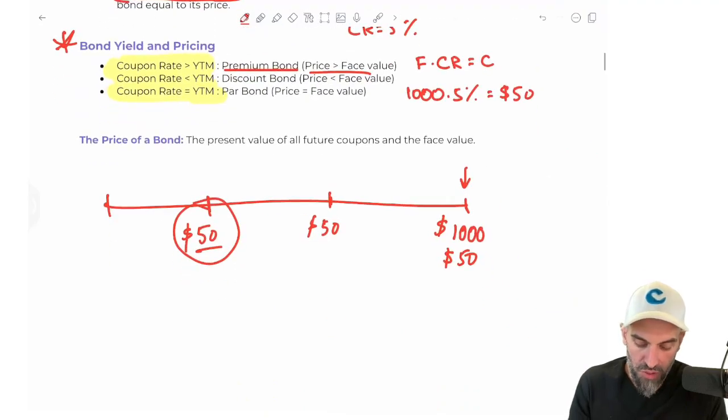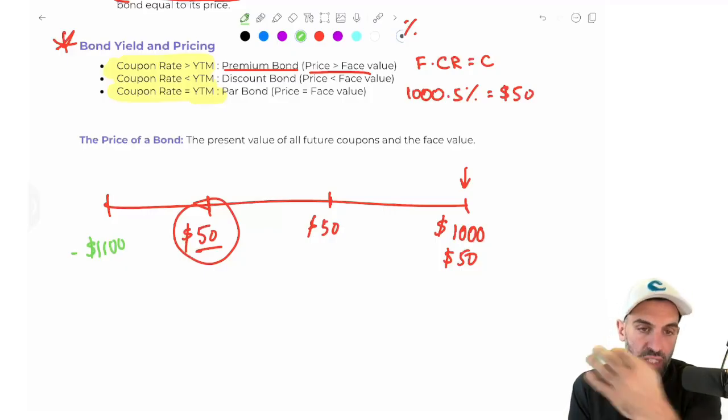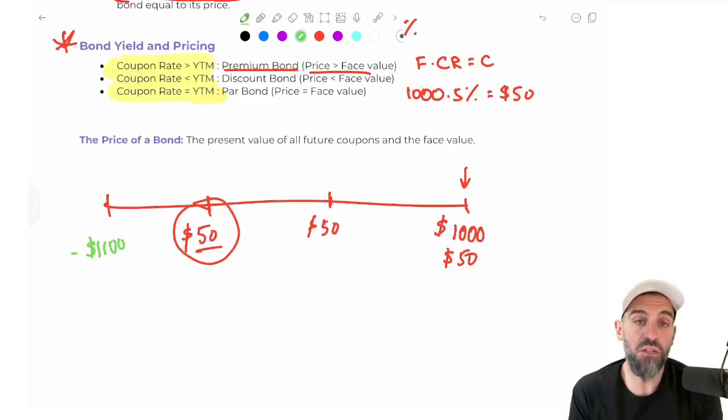So for example, imagine this were your bond, but you had to pay $1,100 at the start. So you would have to give $1,100, and in exchange you would get $50 each year, and you would get $1,000 at the end. That's what a premium bond looks like. It feels like you're overpaying for the bond. You're not, but it feels that way.